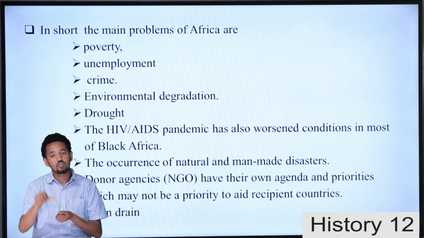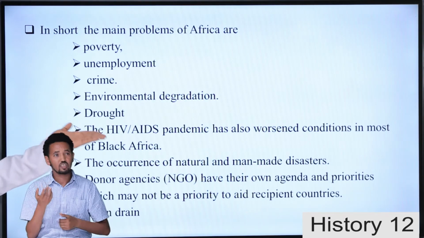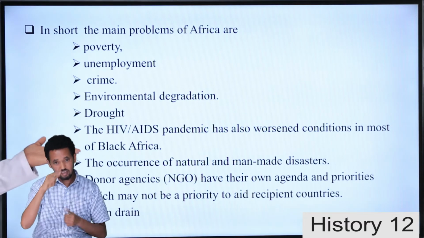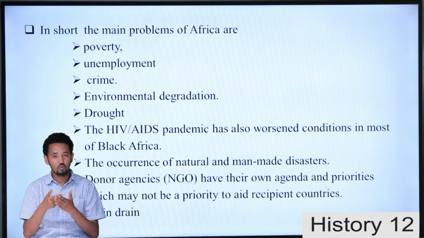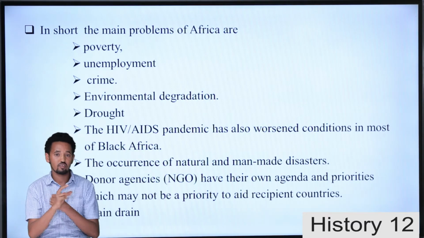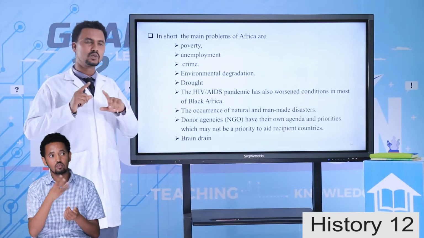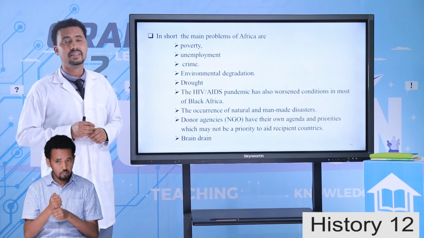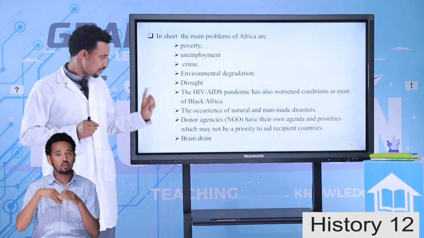The other one, diseases like HIV/AIDS. The HIV/AIDS pandemic has also worsened conditions in most of the black African countries. The other problem, the occurrence of natural and man-made disasters. There were natural problems as well as man-made problems in the African countries.